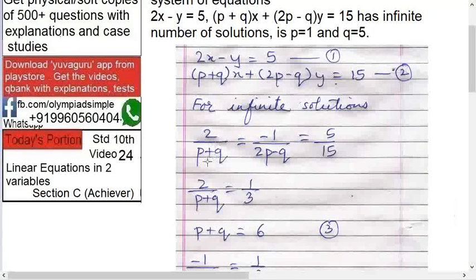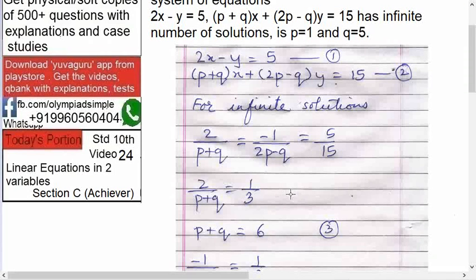So 2 upon p plus q equals 1 upon 3. What is 1 upon 3? This is 5 upon 15, right? Okay. Now what is given? The given values are p equals 1 and q equals 5. You can directly substitute these values, 1 and 5, so you will get 2 upon 6, that is 1 upon 3.